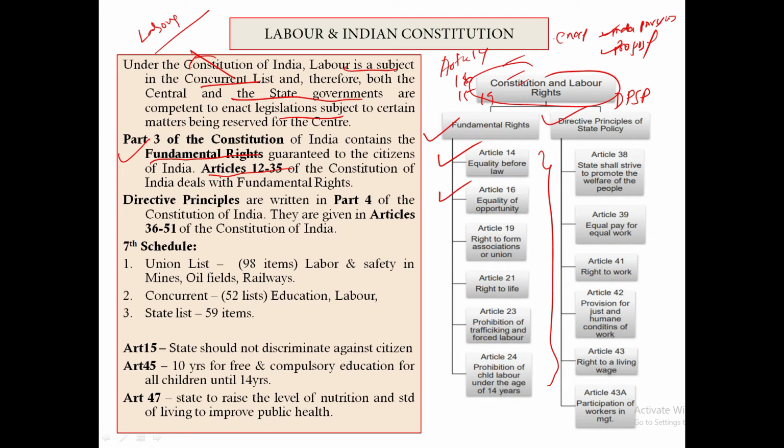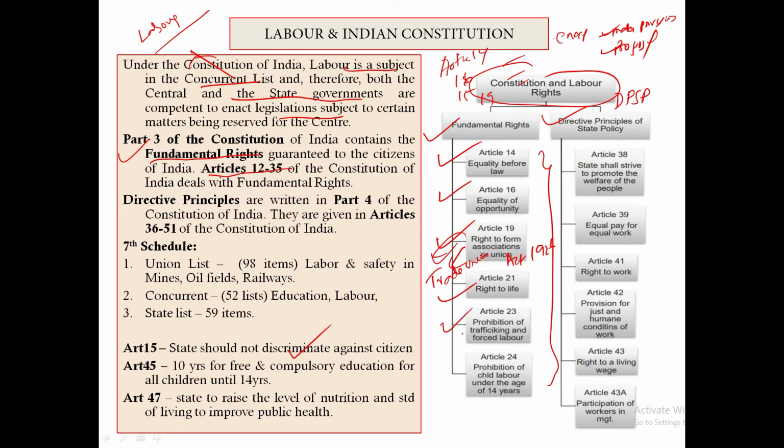And article 16 speaks about equality of opportunity. Again article 15 speaks about states should not discriminate against citizen. Article 19 talks about right to form association or unions. That means it gives an opportunity to form union. For example, from here the Trade Union Act, 1926 was derived. It was formed because of this, we can say.